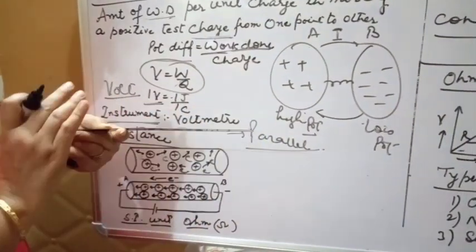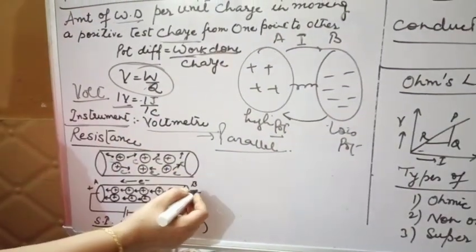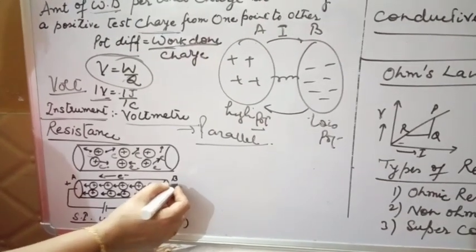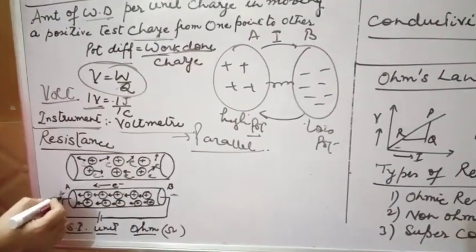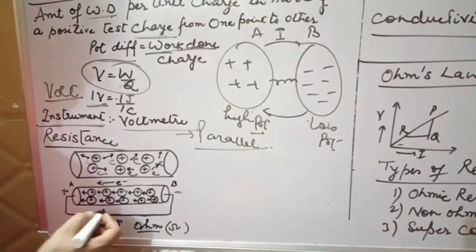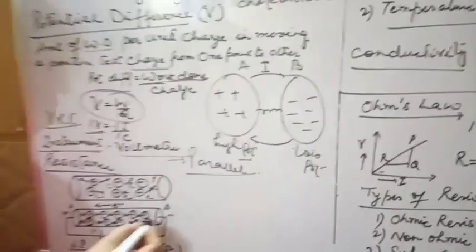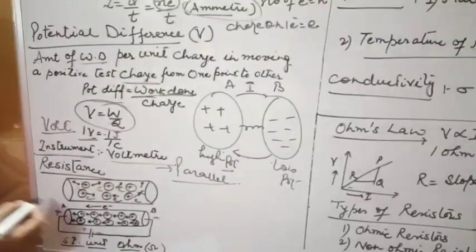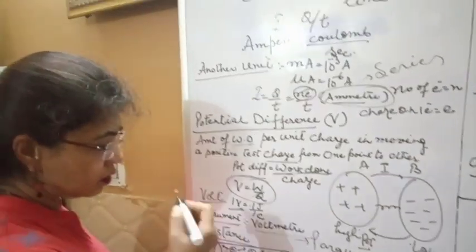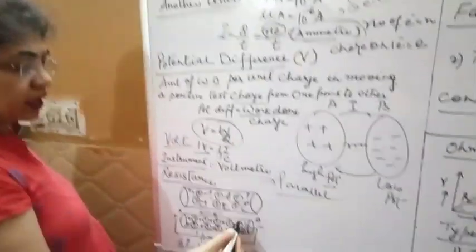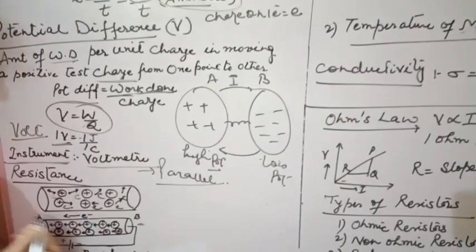B is negative and A is positive. So B acquires low potential and A acquires the high potential. That is the main function of this cell, because the negative terminal I connect with B and the positive terminal connects with A. What is the result of this? Now electrons get one particular direction to move.